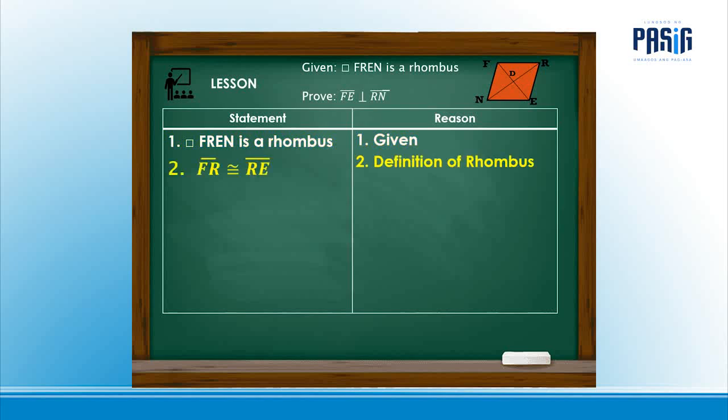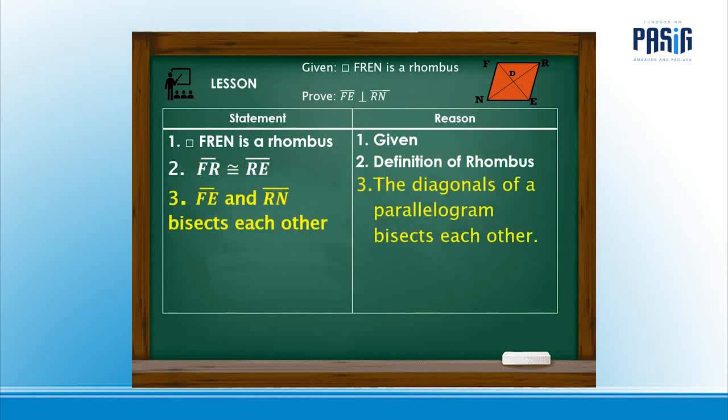And then, side FR is congruent to side RE for the definition of rhombus. Next, diagonal FE and diagonal RN bisect each other for the reason that diagonals of a parallelogram bisect each other. And so, D is the midpoint of diagonal FE, since diagonal FE bisects RN at D.